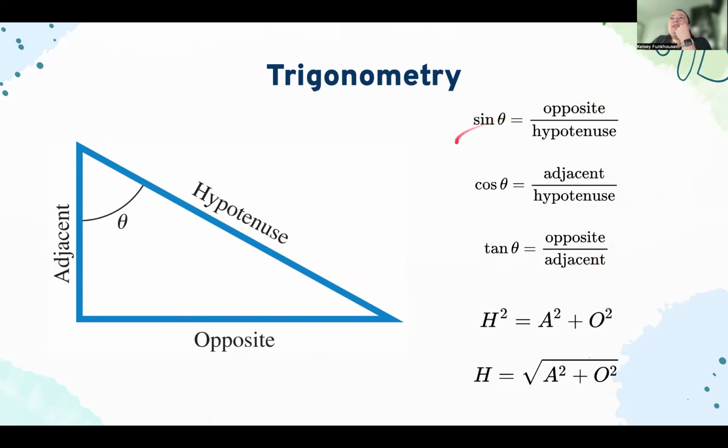And just as a reminder, sine of the angle is the opposite divided by the hypotenuse. Cosine is adjacent divided by the hypotenuse. And tangent is opposite divided by adjacent. And then we have the Pythagorean theorem. I didn't write it in the a squared plus b squared equals c squared way. I matched it up to how we labeled our sides. So hypotenuse squared equals the adjacent squared plus the opposite squared. We're often solving for the hypotenuse, so that's what I did here. I just square rooted both sides. So we have hypotenuse equals the square root of the adjacent squared plus the opposite squared.